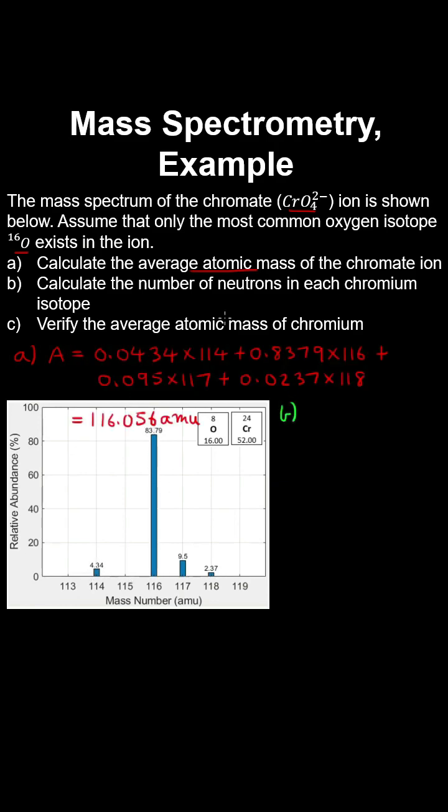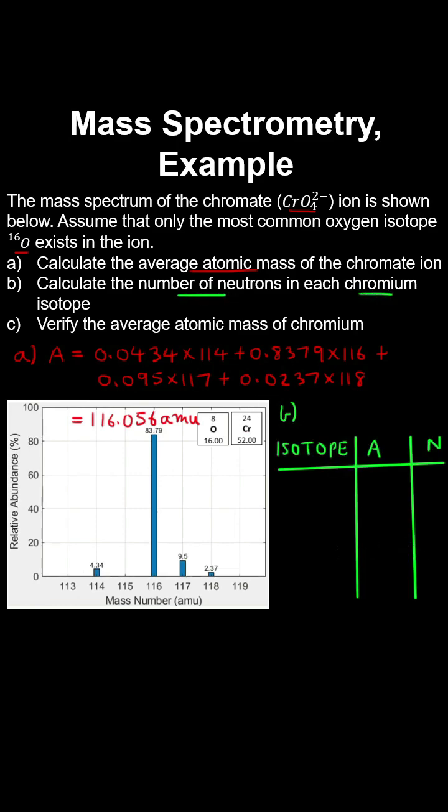Now in part B, we're asked to calculate the number of neutrons in each chromium isotope. So first we find the mass number for each chromium isotope. So for this one here, we subtract the mass of the oxygens. Okay, so we have 4 oxygens in each ion.